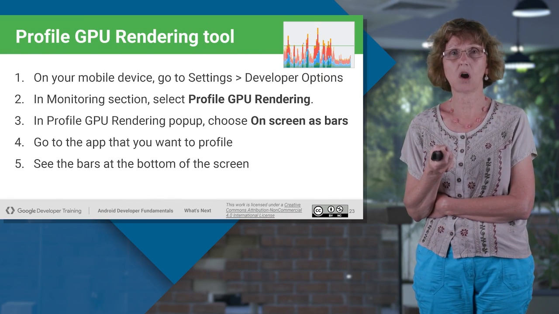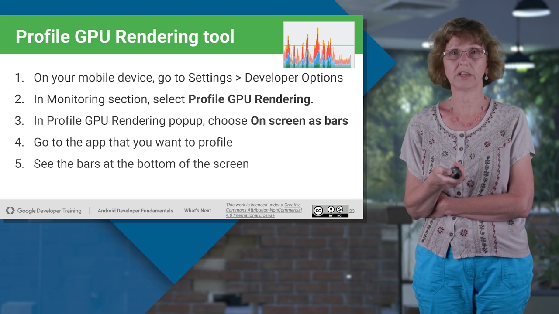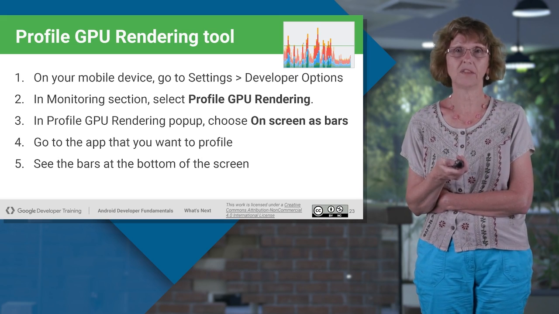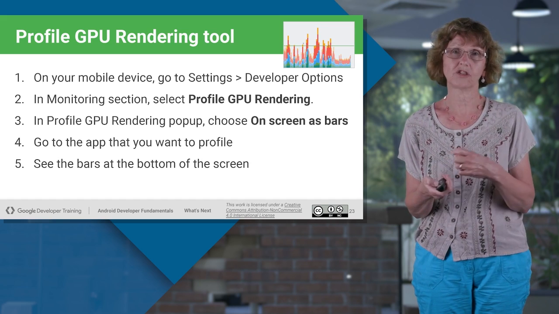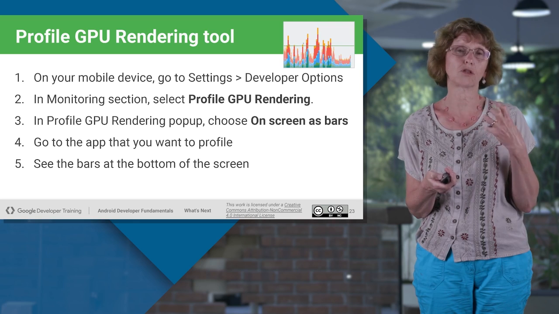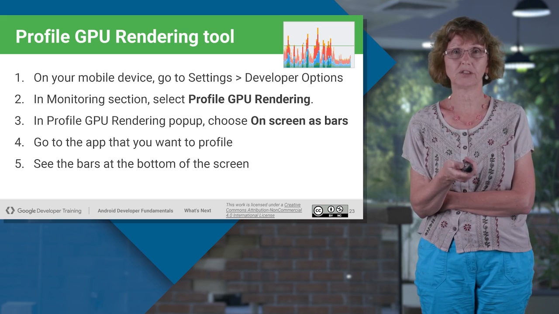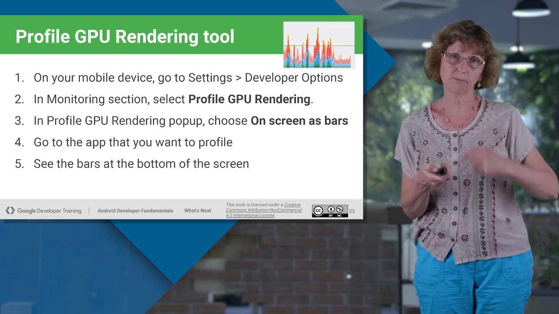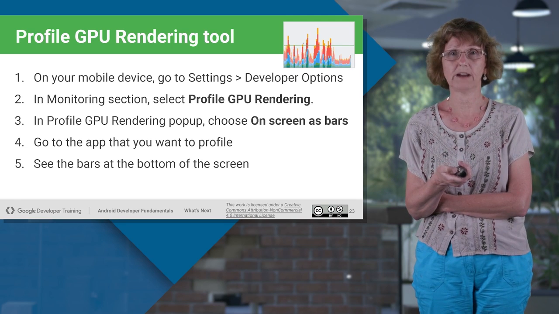So I'm not going to go over all the tools for you, but I am going to talk about this one tool, the Profile GPU Rendering tool. And what this one does is it lets you see graphically which of the screen displays is taking too long. So on your mobile device, you go to Settings, Developer Options, and then you need to scroll down to the bottom to the monitoring section and select Profile GPU Rendering.